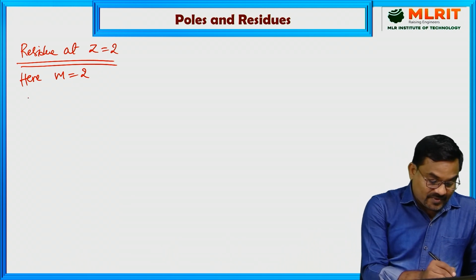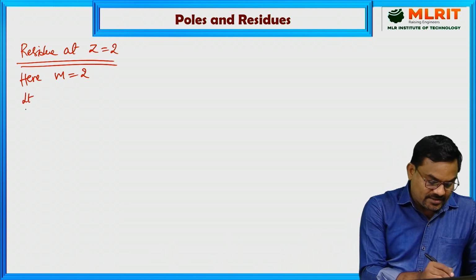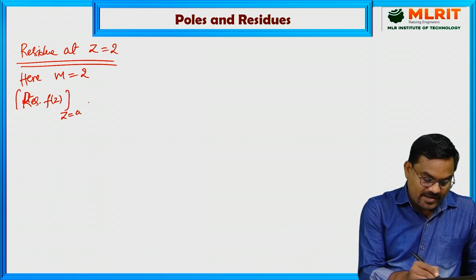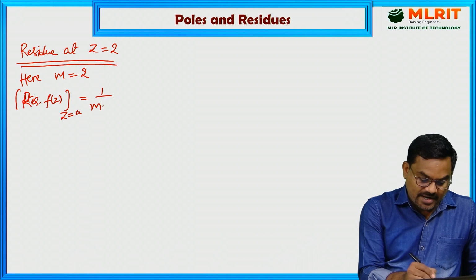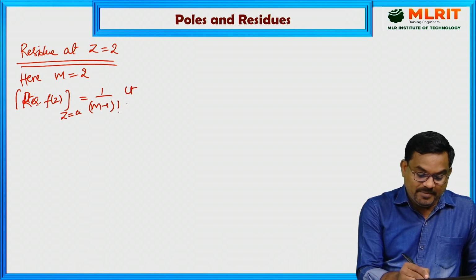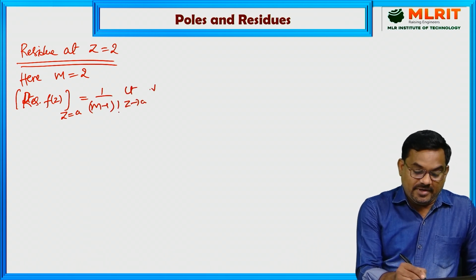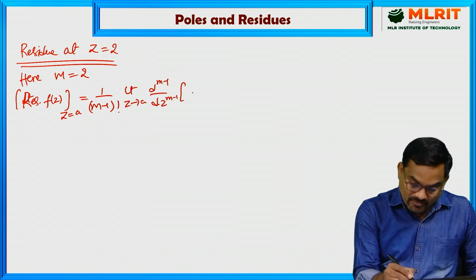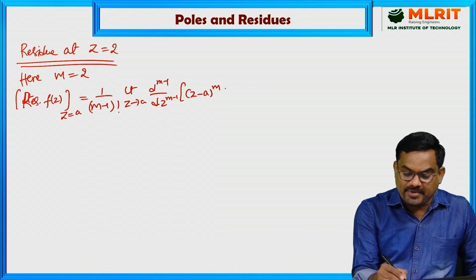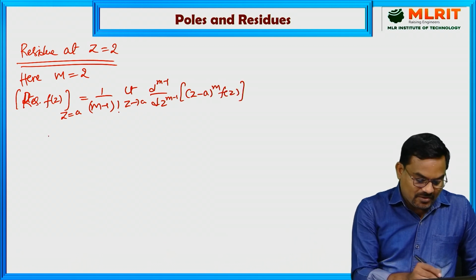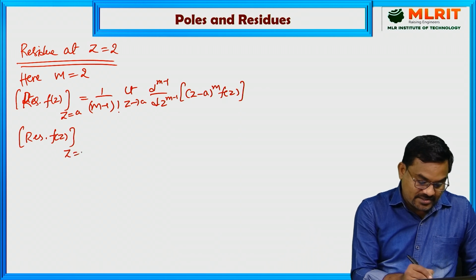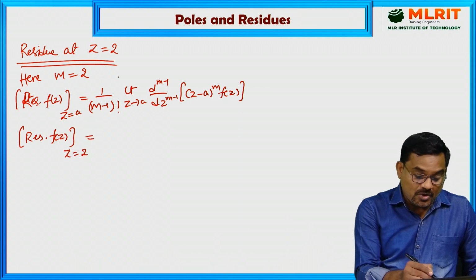So the formula is, residue of f at z equal to a is 1 by m minus 1 factorial, limit z tends to a, d power m minus 1 by dz power m minus 1, that means the m minus 1 derivative of z minus a power m into f of z. So here m equal to 2. So residue of f at z equal to 2. So a is 2 and m is also 2.